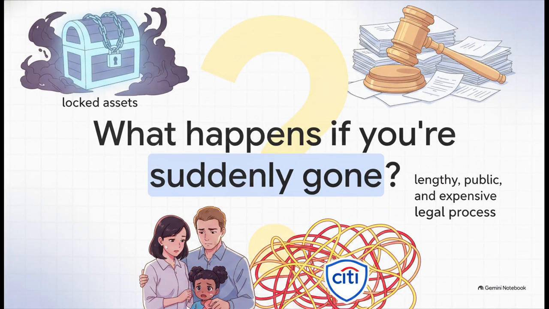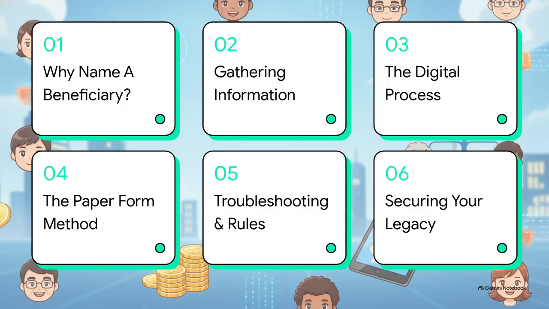Okay, let's dive into this by asking a tough but totally necessary question. What actually happens to your account if you're suddenly gone? If you haven't named a beneficiary, your loved ones could be stepping into an absolute nightmare. Seriously. We're talking about your assets being completely locked up. We're talking about the notoriously lengthy, very public, and super expensive legal process known as probate. And most importantly, we're talking about a ton of unnecessary stress for your family during what's already a really difficult time.